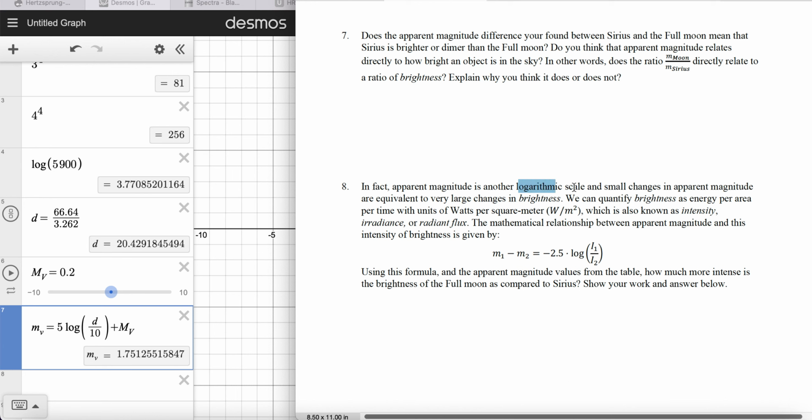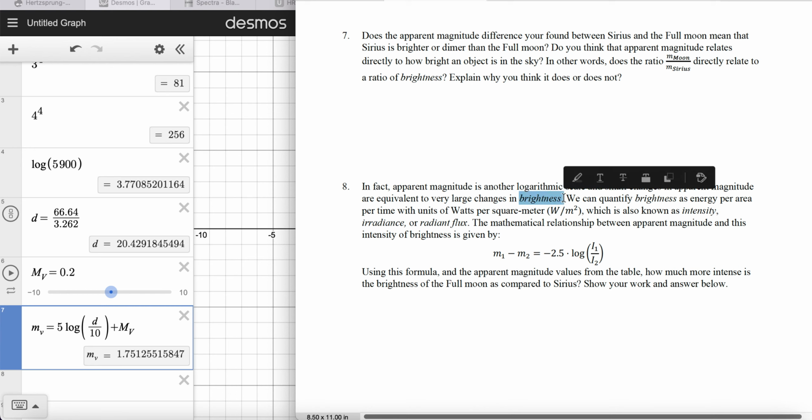As I was saying, it's a logarithmic scale, and small changes in apparent magnitude, even just going from -1 to -2, are equivalent to very large changes in "brightness." I put brightness in quotes here in italics, because I want us to think about what brightness is. Brightness isn't just some abstract idea; it can be quantified as energy per area per time. It's flux, like we saw with Stefan-Boltzmann. But here, the brightness is more like how bright the little dots appear in the sky.